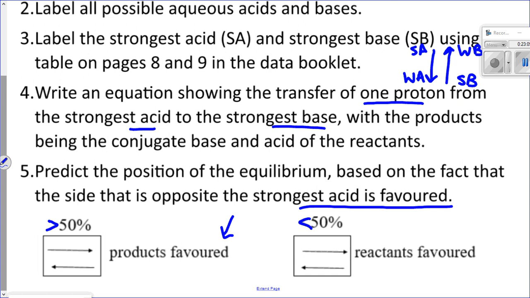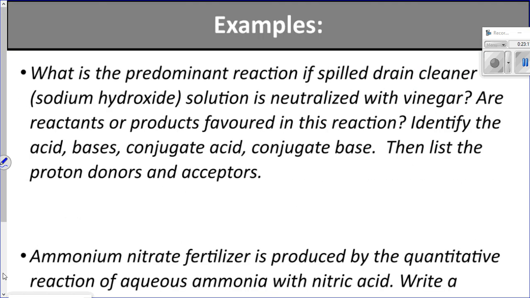So we're going to follow all these steps and do 2 examples right now. So for the first example, what is the predominant reaction? So when we mix all this stuff together, what is the overall reaction we're going to care about? So it says, what if spilled drain cleaner sodium hydroxide solution? So I'm just going to write down what I was given. I have a sodium hydroxide solution is neutralized with vinegar, and vinegar is acetic acid.